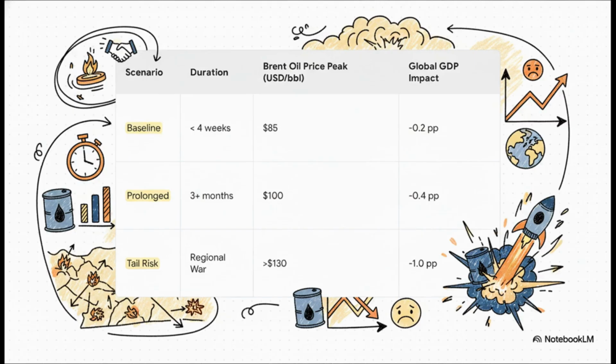But what if it drags on for 3 months or more? That's the prolonged scenario. Now you're looking at $100 oil and the damage doubles. And then you have the tail risk. This is the low-probability, high-impact event that keeps leaders up at night. A full-blown regional war could send oil soaring past $130 a barrel and literally shave a full percentage point off global GDP.